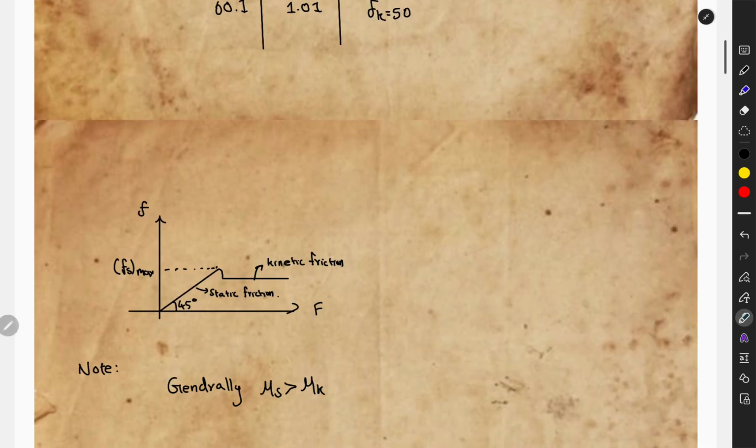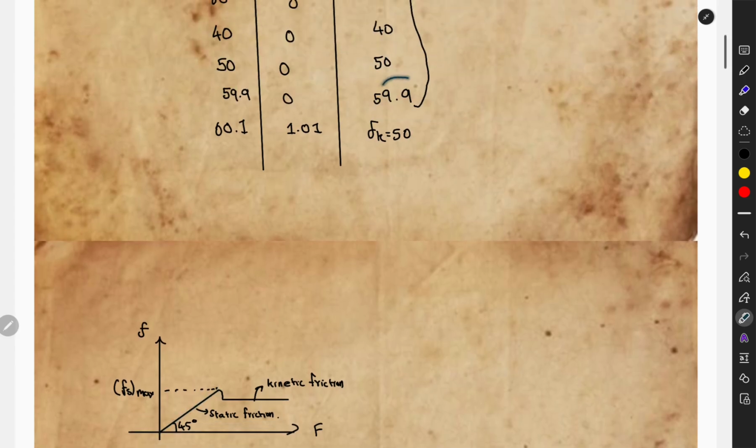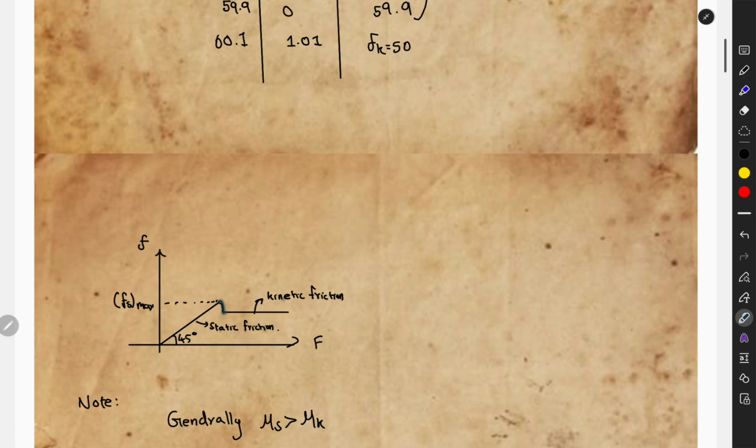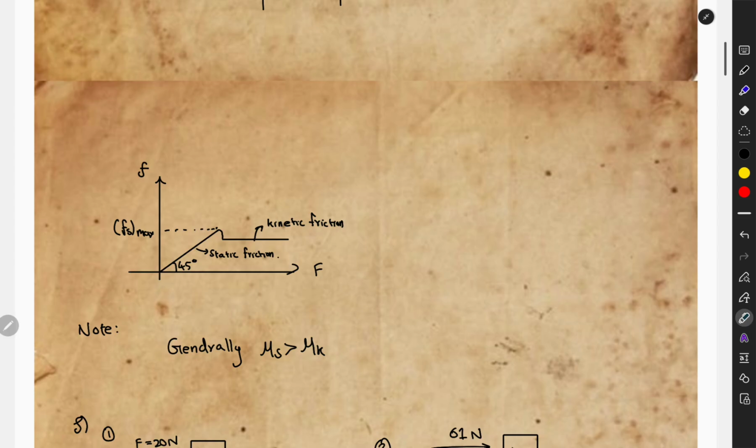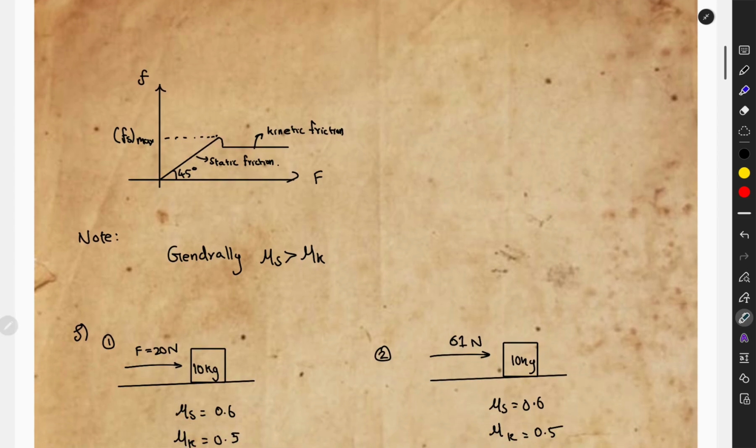Basically, until the static friction maximum is reached, the y-axis will be the same as the x-axis. That will be static friction. The moment it is exceeded, you can see from here it gets reduced: from 59.9 it drops to 50. That gives a slope here and it becomes constant after a certain time. Generally, the coefficient of static friction will be greater than the coefficient of kinetic friction.